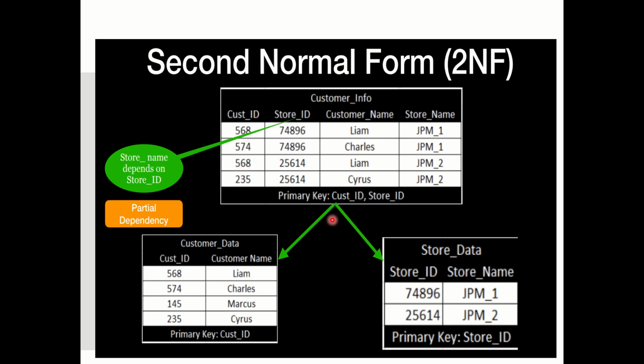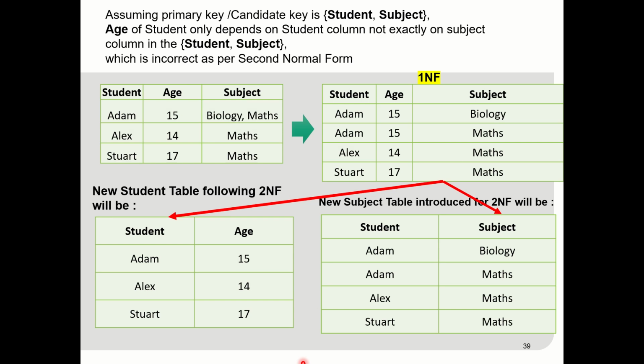So you're splitting it, then identify the most appropriate primary key for it, and make sure that your table is split and there is no partial dependency between the items, right? So this is another example just given to you.